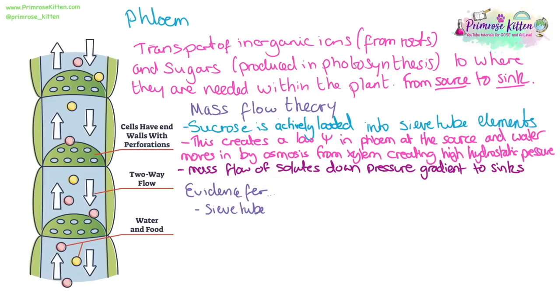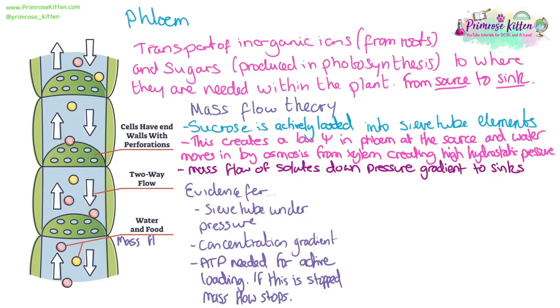There is some evidence for this. Sieve tubes are under pressure. There is a concentration gradient. Another piece of evidence is that ATP is needed for the active loading of sucrose into the sieve tube elements. If ATP production is stopped or respiration is inhibited, then mass flow also stops.